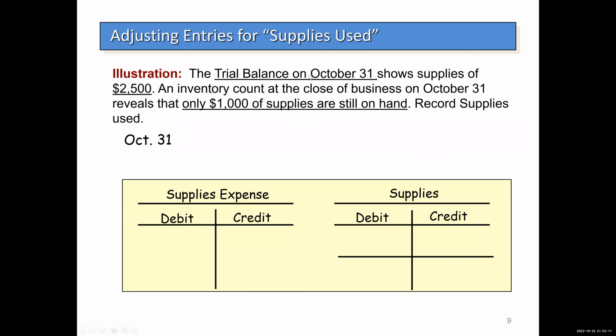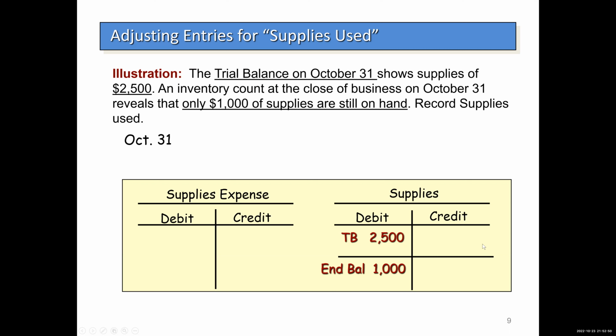Let's say that the trial balance on October 31 shows a supplies balance of $2,500. Now, if we stopped right here, we would put supplies of $2,500 on the balance sheet. But at the end of October, we counted only $1,000 of supplies on hand, right? So our balance needs to be $1,000. Well, what happened? It was $2,500, but we ended up at $1,000. Well, we used $1,500 of it, right?